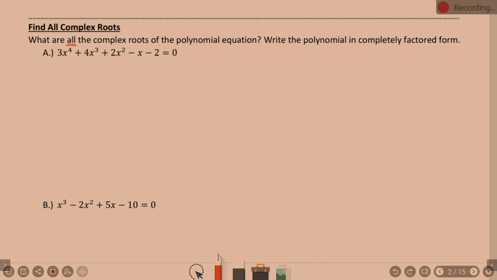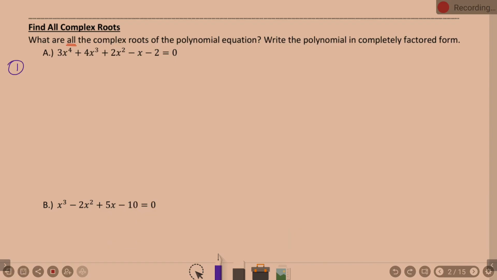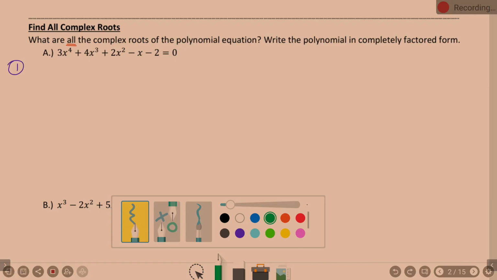Technically, well, okay, so we need to list our PRRs. That's what we're going to start off doing. So I'm going to call this step 1. And we're going to find our PRRs.